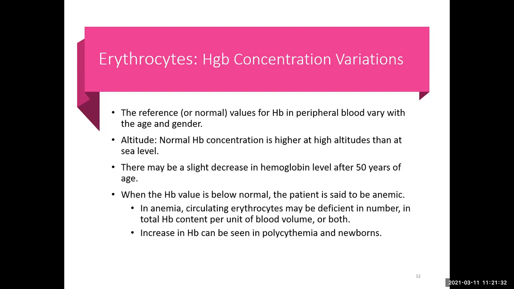So an increase in hemoglobin can be seen in polycythemia and in newborns. When newborns come out, they typically have a higher reference range of red blood cells. And polycythemia vera is an overproduction of red cells. And sometimes you can see that with people who smoke, that they will have a higher hemoglobin than people that do not smoke.